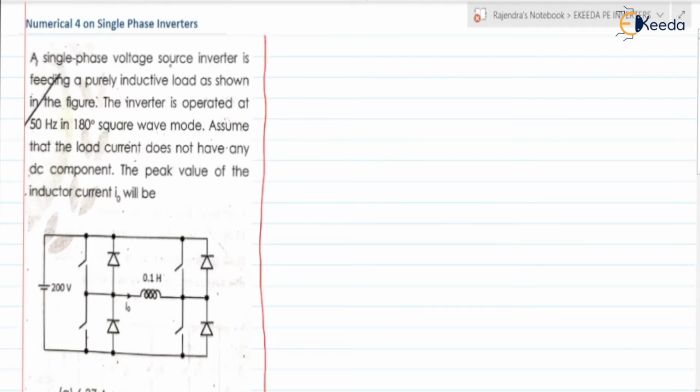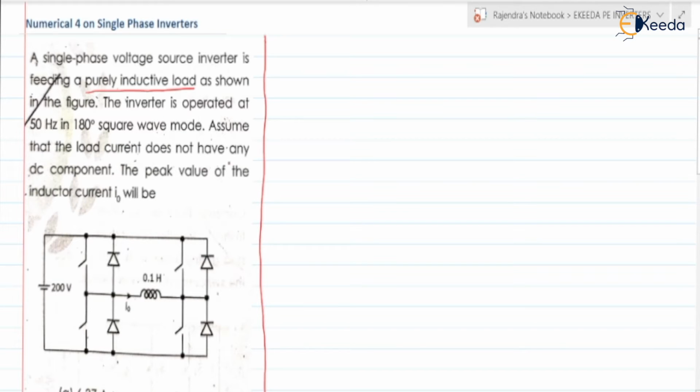A single phase voltage source inverter feeding a purely inductive load, as shown in the figure. So it is a full bridge inverter actually. Next, the inverter is operated at 50 Hz in 180 degree square wave mode. So the output voltage is a square wave. 180 degree square wave means what? It is the same as that of a normal square wave.